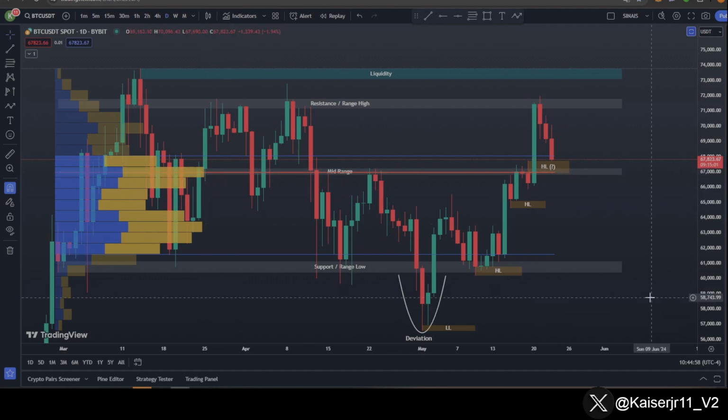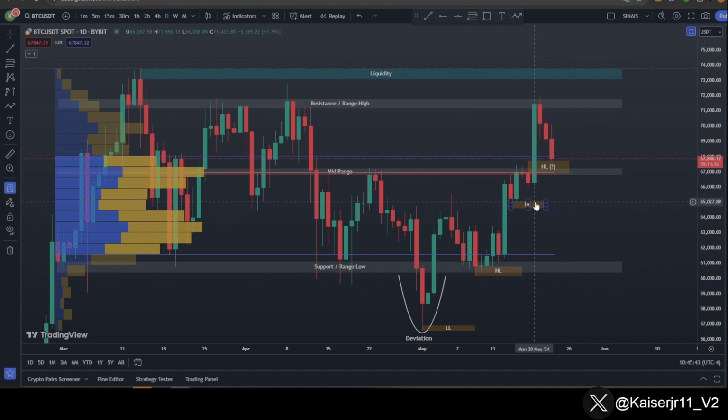This red line here is the naked point of control. What this means is that inside this range, this line, at the level of 66K, almost 67K, we have the strongest point of this range, where there's more activity, okay? And as you can see, you have support, resistance, the mid range. So it means that I made the mid range well, okay?